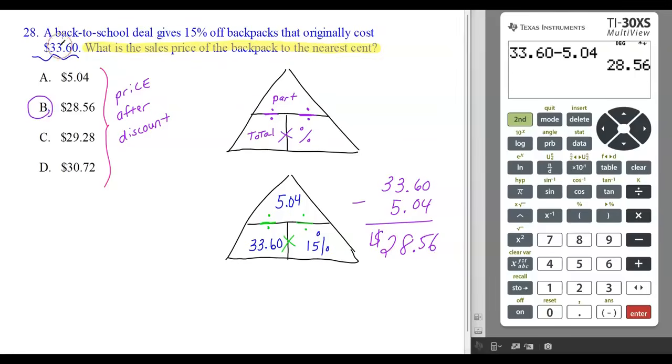A quick note here, let's say the question had stated that the backpack, instead of having a discount of 15%, was increased by 15%. If that were the case, you would have done the problem exactly the same, but you would have taken the part here and you would have added it to the original price of $33.60. So that's how you would deal with the increase.